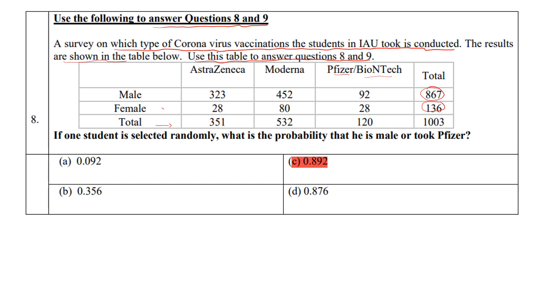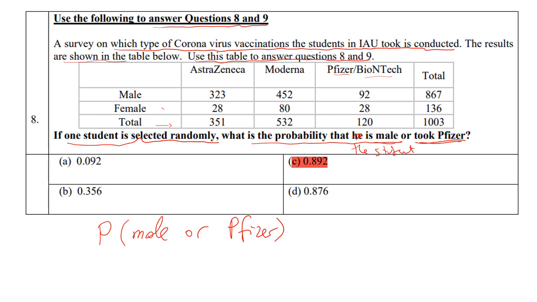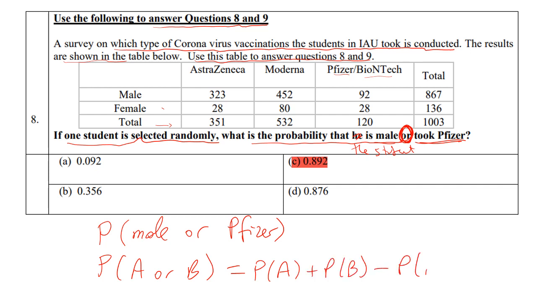Now, let's answer the question. If one student is selected randomly, what is the probability that he is a male or took Pfizer? So the student is a male, and took Pfizer. There are two things here, male or took Pfizer. So the key thing here is the or. When you see or, let's remember the rule for or: A or B is equal to, this is the addition rule, the probability of A plus the probability of B, minus the probability of A and B.